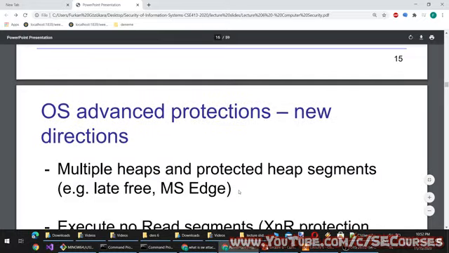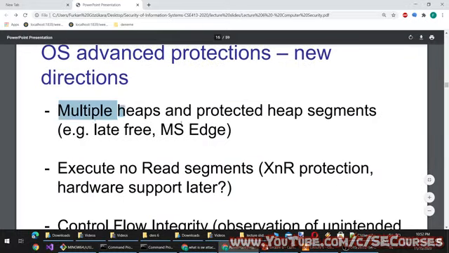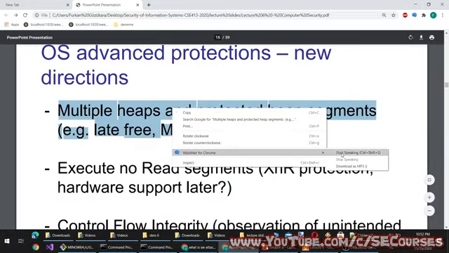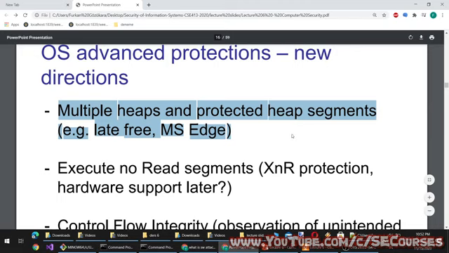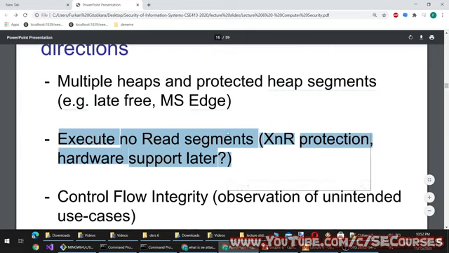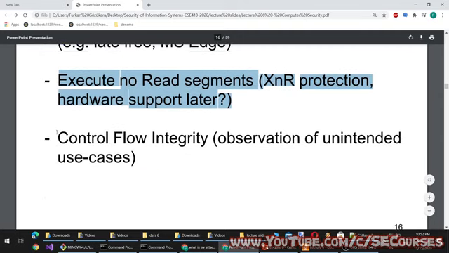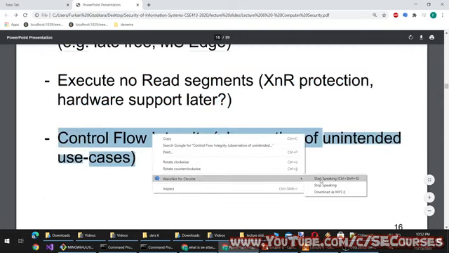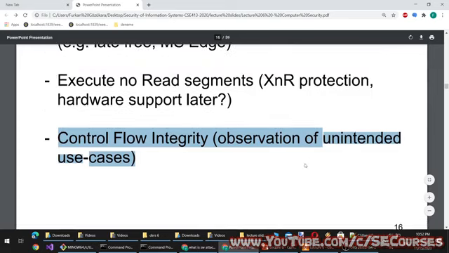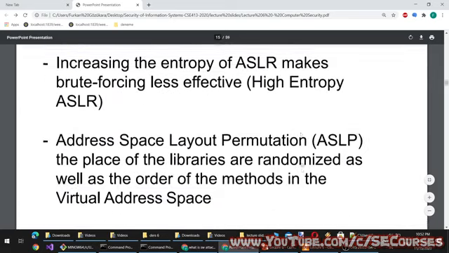Code diversity, OS protection. Multiple heaps and protected heap segments, e.g. late-free, MS Edge. Execute no-read segments, XNR protection, hardware support later. Control flow integrity, observation of unintended use cases.